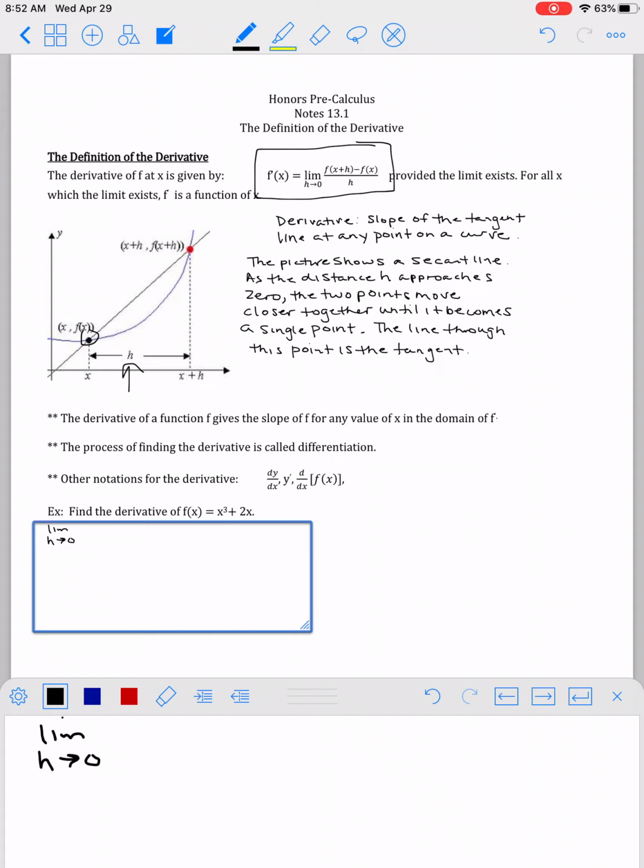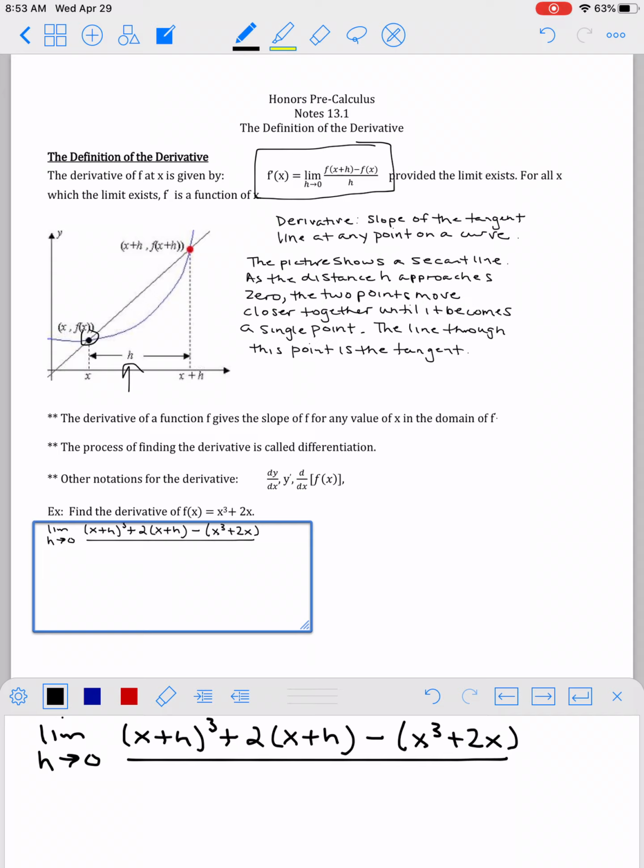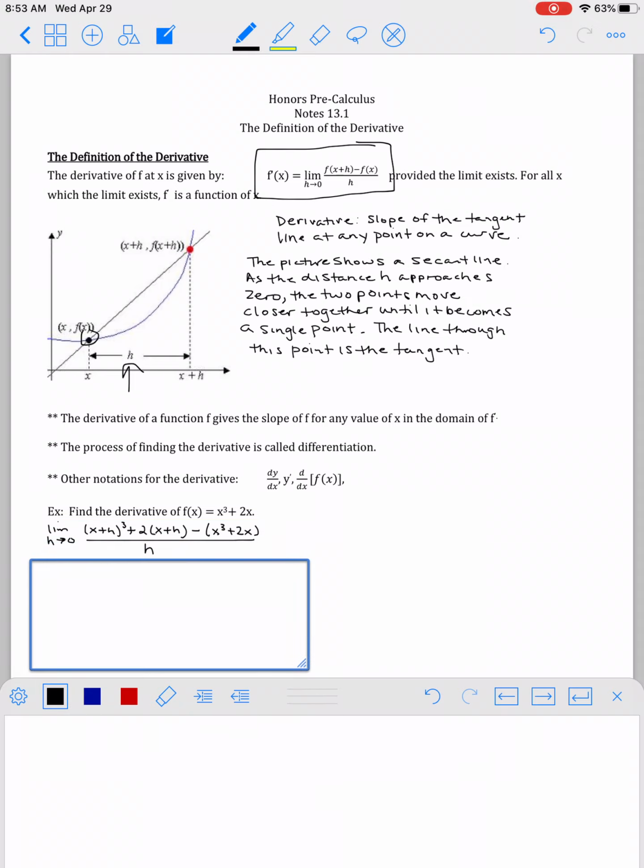The first part of my function is x cubed. So I'm going to do x plus h cubed plus 2 times x plus h. So notice everywhere I see an x, I put in an x plus h, and then minus f of x means put a minus, parentheses, because my function is not a single term, like that, all over h. And in the last module, we talked about limits, and our first strategy is, can you plug the 0 in? You cannot. So we come to the next step where we're going to multiply out.